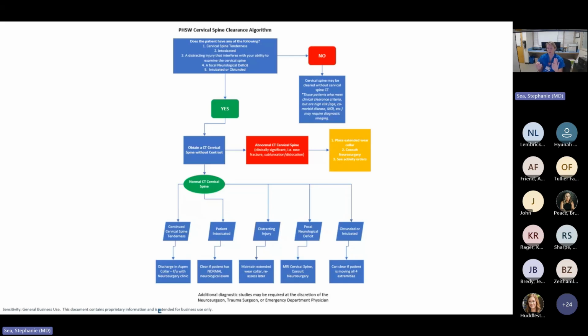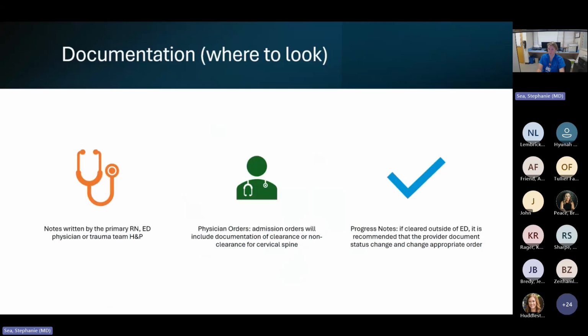Clearly, if you have a normal CT, but you still have a focal neurologic deficit, something's not adding up. So this is where we would get an MRI and consult neurosurgery. And then in the obtunded and intubated patient, we do take off the collars if we are seeing all four extremities moving. Again, there's always the discretion of the neurosurgeon, trauma surgeon, or ED physician to clear this, based on their judgment as well. So documentation, where do I look?